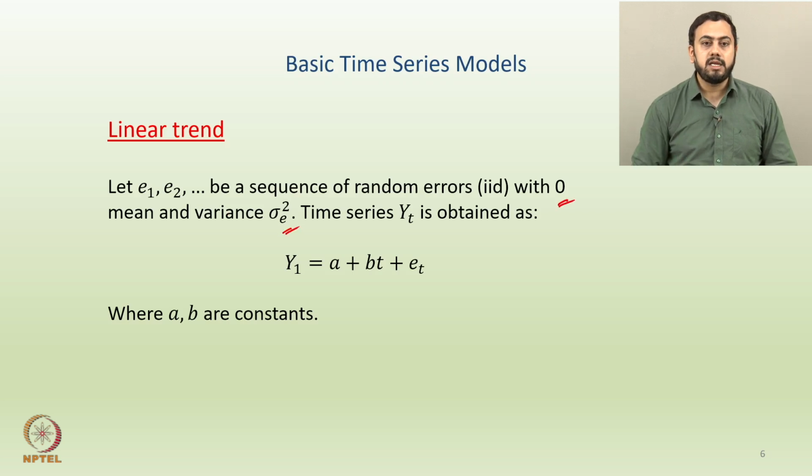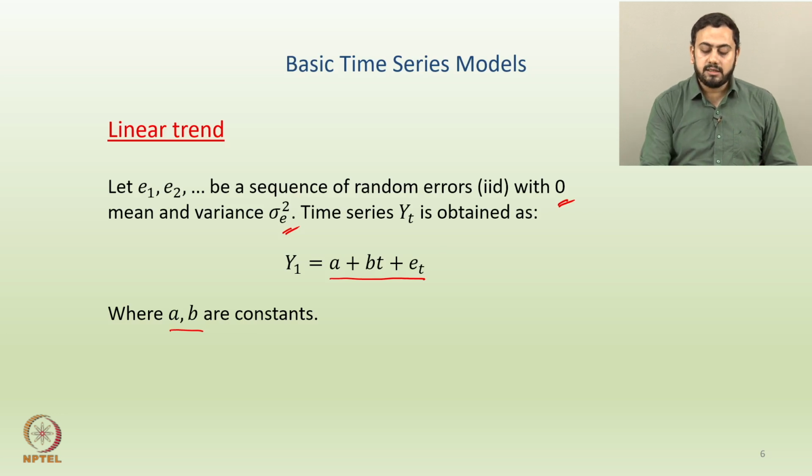Then how would you describe a linear trend? So, the time series yt is obtained as A plus Bt plus Et. Okay. So, time series yt is obtained as A plus Bt plus Et, where obviously A and B can be any constant. So, let us say 10 or 5, 2, etc. Okay. And again this Et is the same random error component.